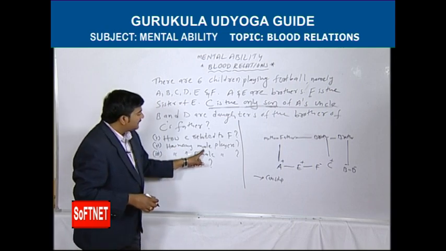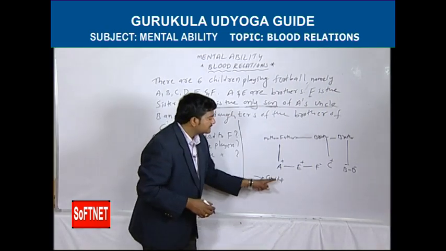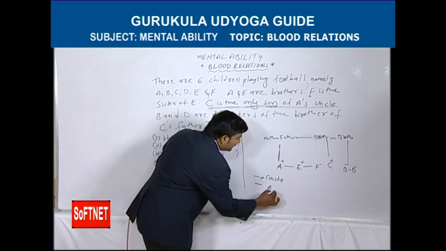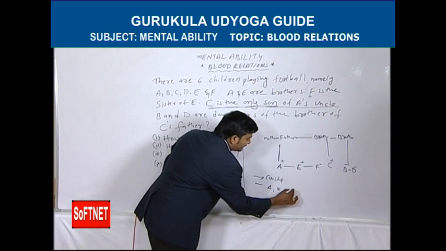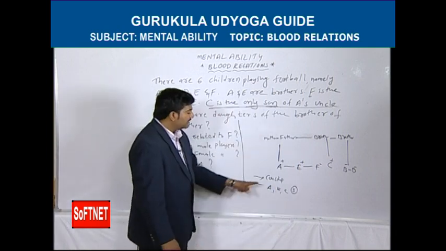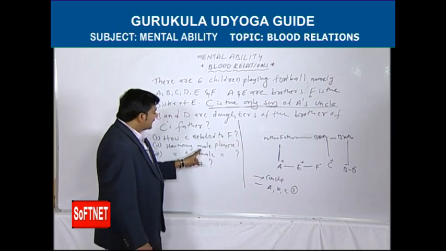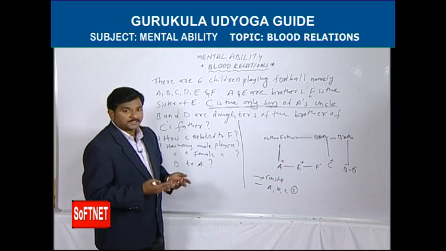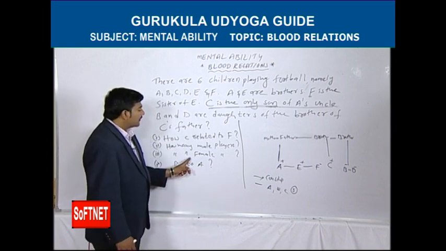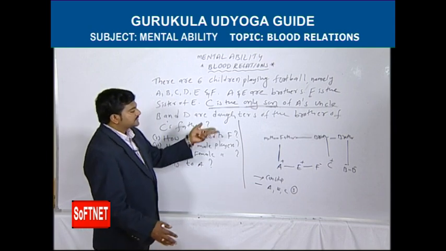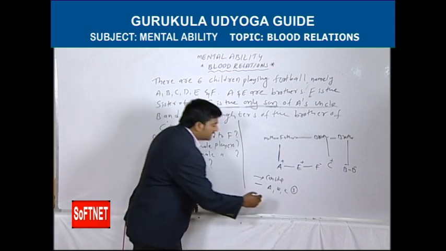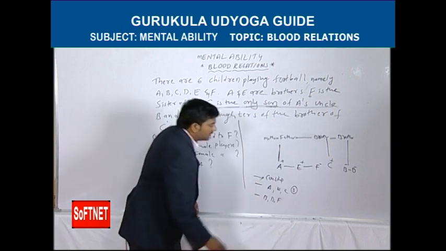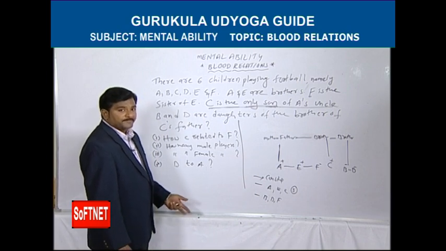Similarly, how many male players are there? There are only 3 male players. Who are they? A, E, and C. I repeat, the first question's answer is cousin, and the second question's answer is 3 male players: A, E, C. And how many female players are there? Total 6 are there; 3 are male, so the remaining 3 are females: B, D, F.